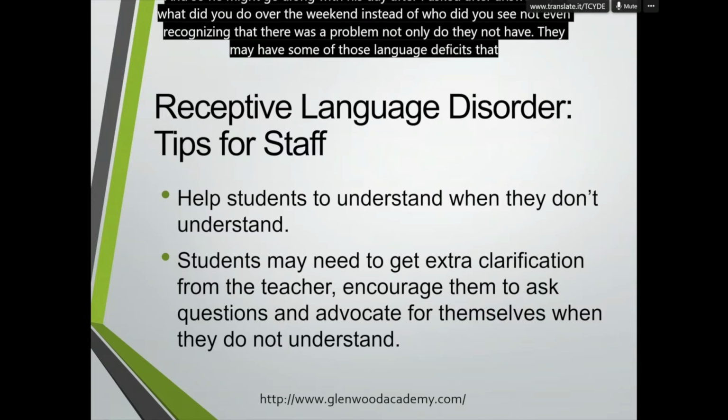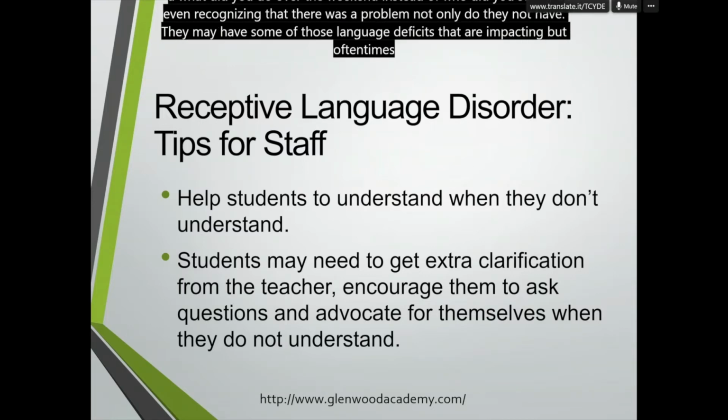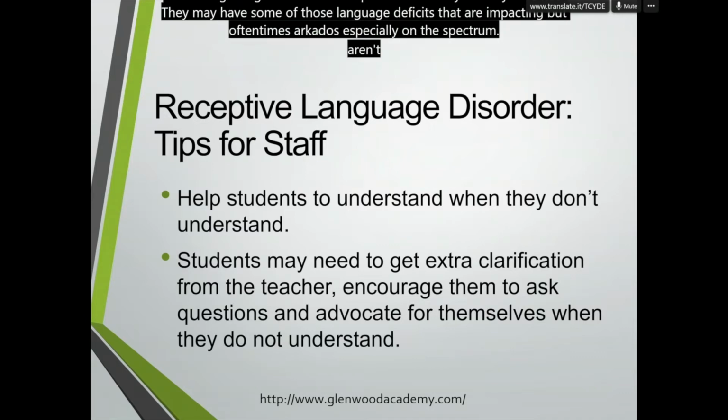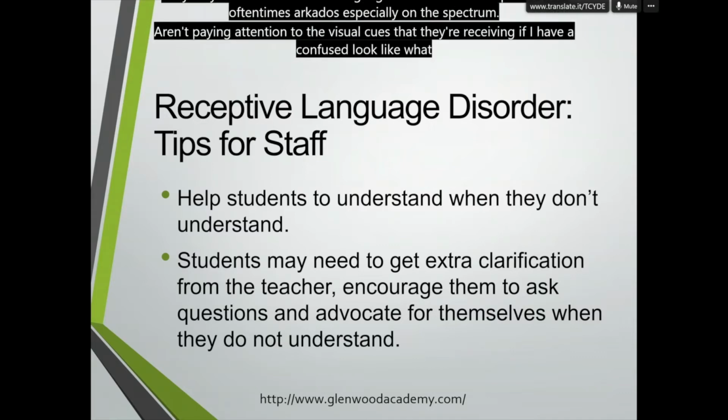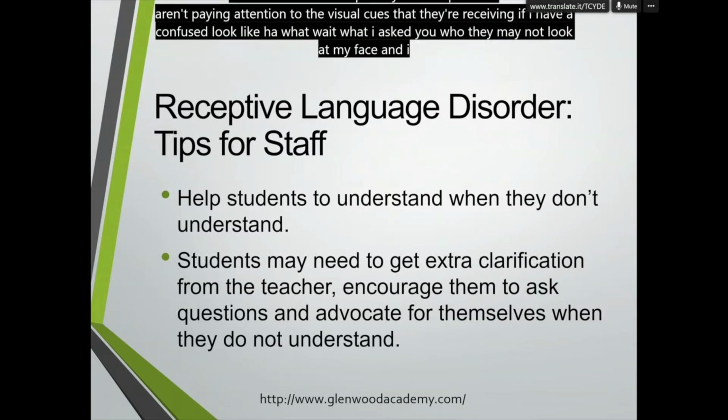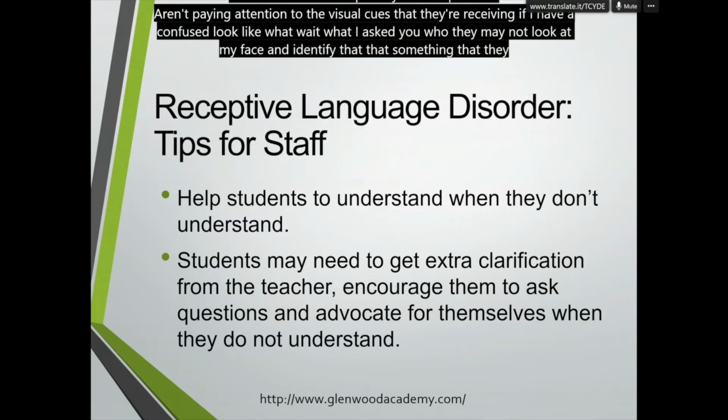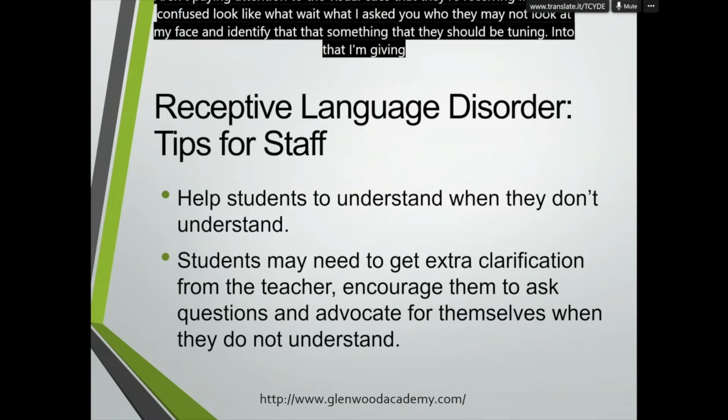They may have some of those language deficits that are impacting them, but oftentimes our kiddos, especially on the spectrum, aren't paying attention to the visual cues that they're receiving. If I have a confused look like, "what, wait, what, I asked you who?" they may not look at my face and identify that that's something they should be tuning into, that I'm giving them a cue by that confused expression on my face.